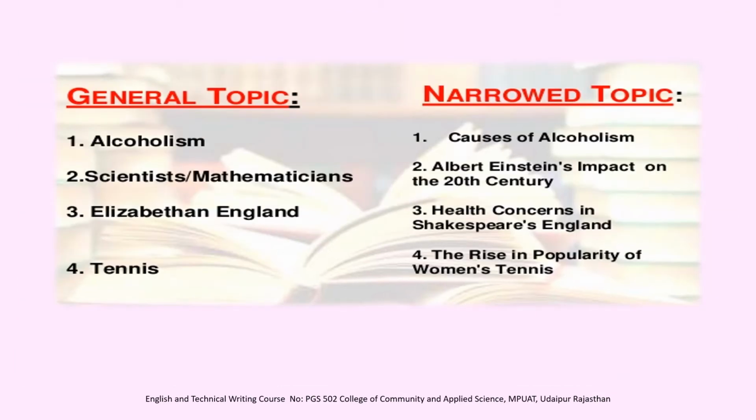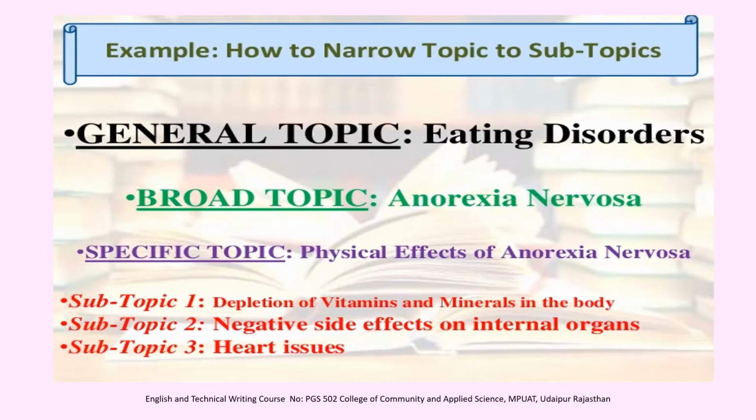For example, take general topics like alcoholism, scientists or mathematicians, Elizabethan England, or tennis. If you want to narrow down these topics, alcoholism becomes the causes of alcoholism. The second one, scientists or mathematicians, you can focus on Albert Einstein's impact on the 20th century. Elizabethan England, you can focus on health concerns in Shakespeare's England. Or for example the sport tennis, you can go for the rise in popularity of women's tennis. So here we can see the narrowed topics for specific topics.